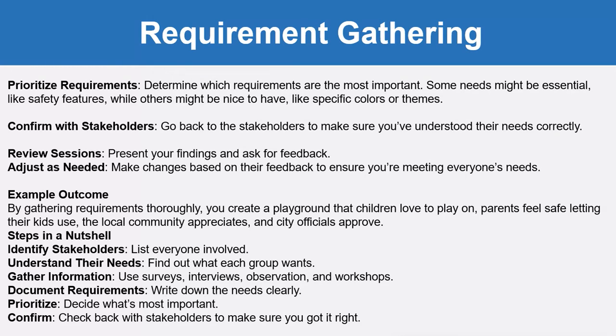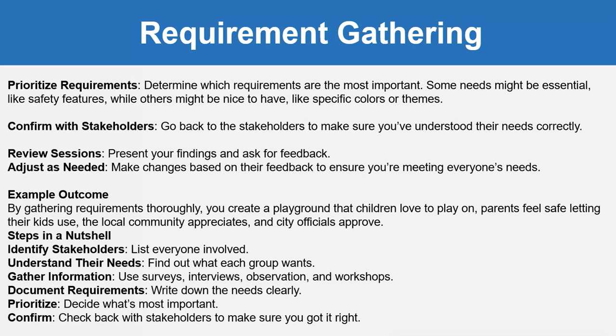So confirm with the stakeholders, go back to stakeholders to make sure you have understood their needs correctly. Then review sessions means present your findings and ask for feedback from stakeholders. Adjust as needed, make changes based on their feedback to ensure you are meeting everyone's needs as well. Then example outcome means by gathering requirements thoroughly, you create a playground that children love to play on. Parents feel safe letting their kids use it, the local community appreciates it, and city officials approve.